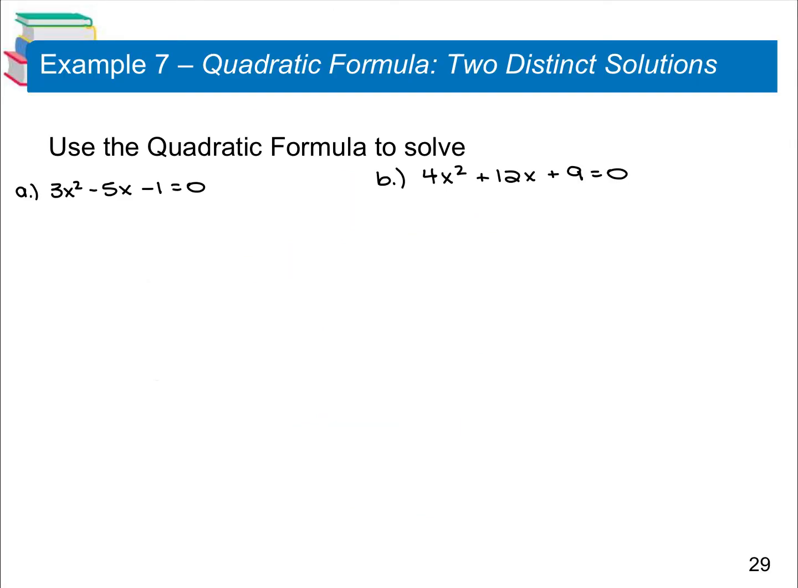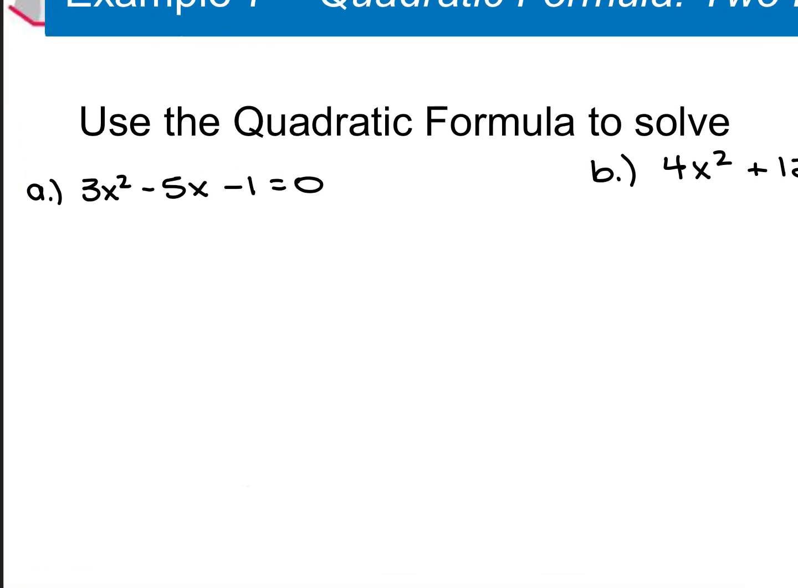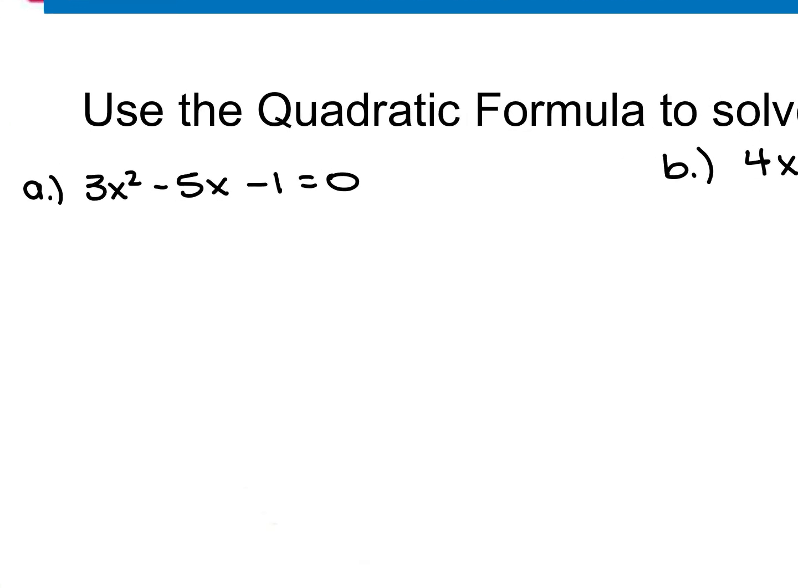For example A here, again, you're using the quadratic formula. This one has all of your terms on the same side, so you're okay to just work this one out. You don't need to move anything around. Identify your a, your b, and your c. a is 3, b is negative 5, c is negative 1.